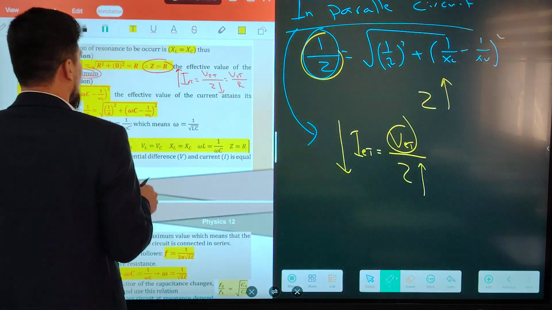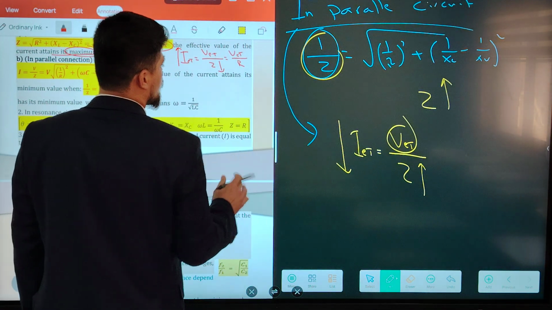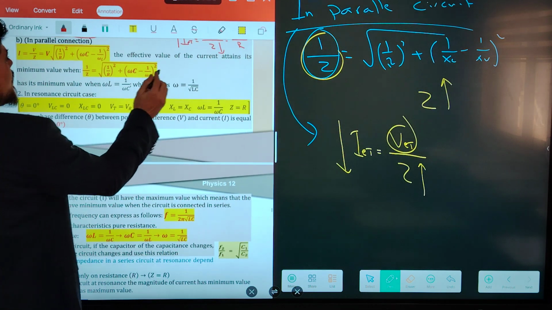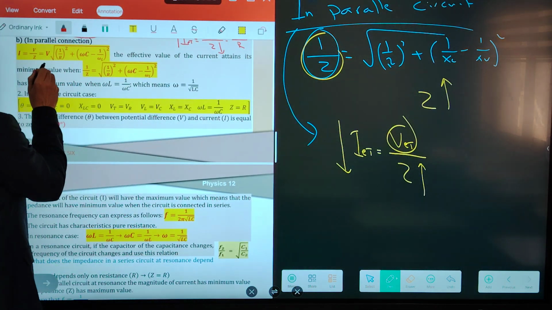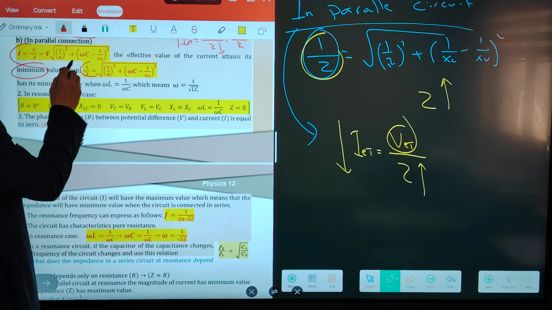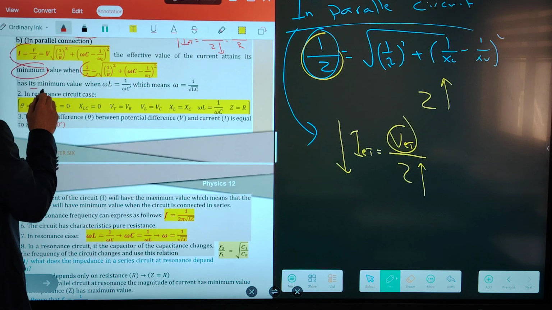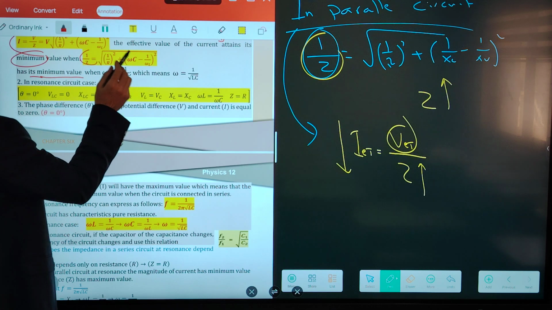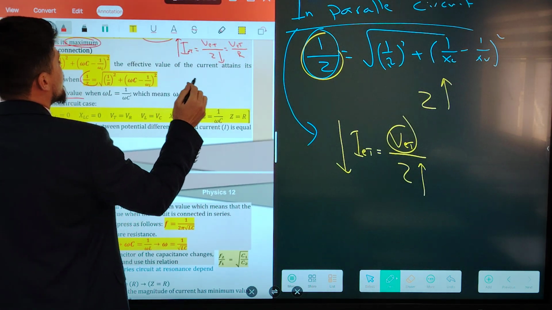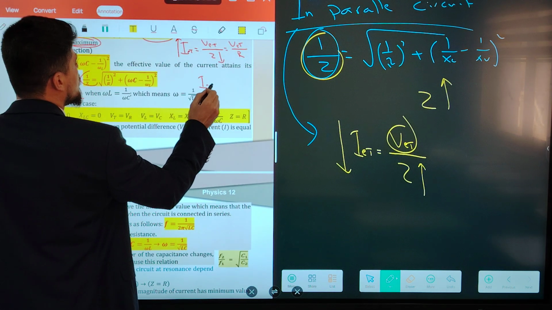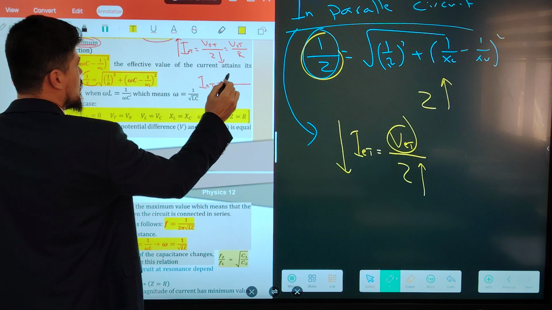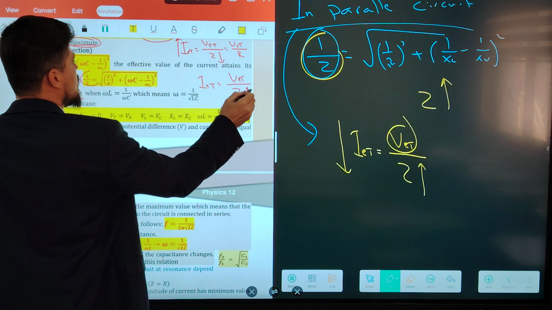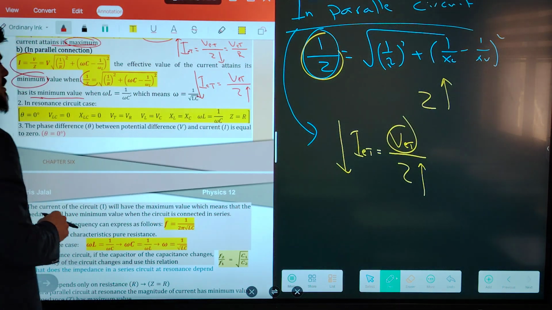Okay? So, in parallel connection, the situation is completely different from the series connection. Okay? And the effective value of the current attained is minimum in parallel connection, but the total impedance attained is maximum. IE total in parallel connection, VE total over Z. In parallel connection, Z increases, but current decreases.